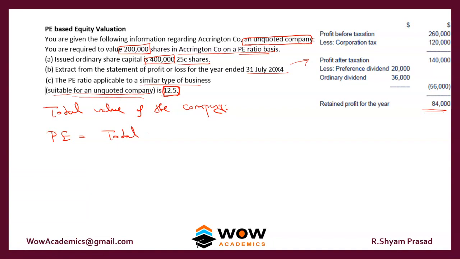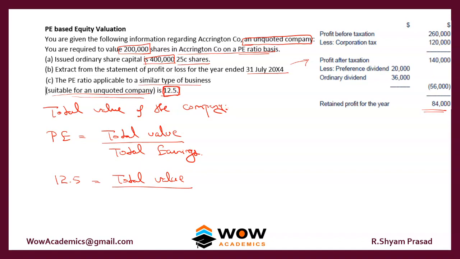Total value of the company divided by total earnings. So we can take this as a formula and we'll try to solve it. So what are the numbers we have? We know the PE is 12.5. Total value we don't know, but we have to get the total earnings.